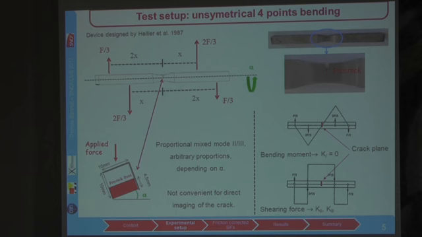And if we take a look at the forces inside the specimen, we can see that there is no bending moment in the middle, which means no mode 1. But we have some shear forces, which will induce some shear modes, and the sample can be rotated around its axis by an angle alpha. And by doing so, we change the orientation of the pre-crack front towards the applied force, which will change the mode mixity. But the counter effect is that it will be hard to get direct imaging of the crack, since the sample will be rotated in the testing machine.